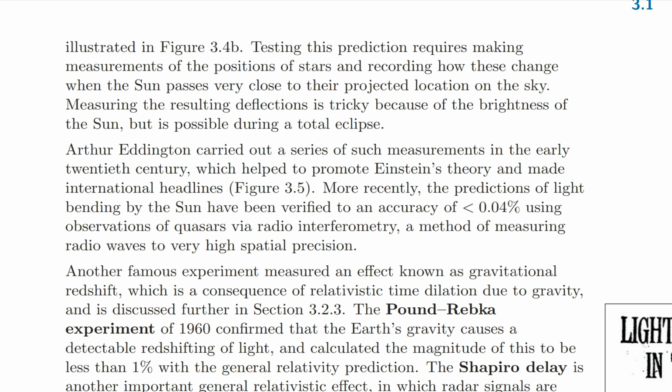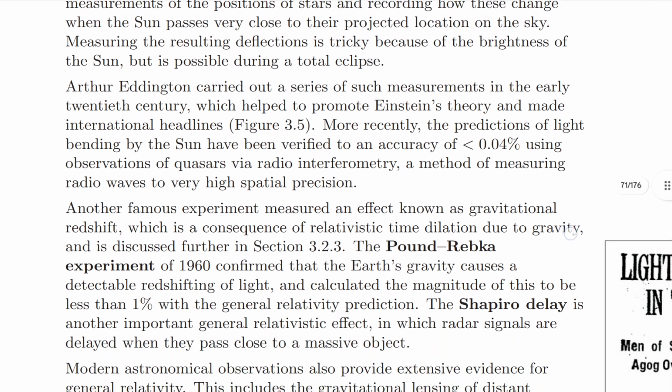Arthur Eddington carried out a series of such measurements in the early 20th century, which helped to promote Einstein's theory and made international headlines. Figure 3.5. More recently, the predictions of light bending by the Sun have been verified to an accuracy of less than 0.04% using observations of quasars via radio interferometry, a method of measuring radio waves to very high spatial precision.